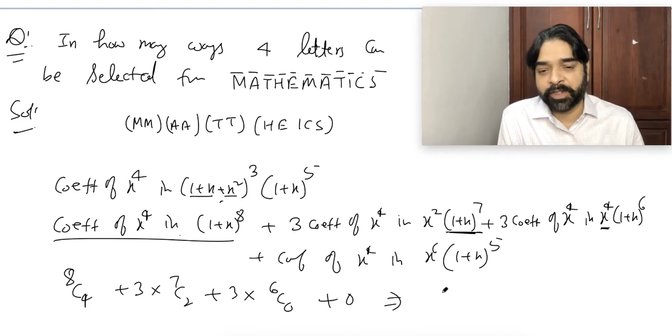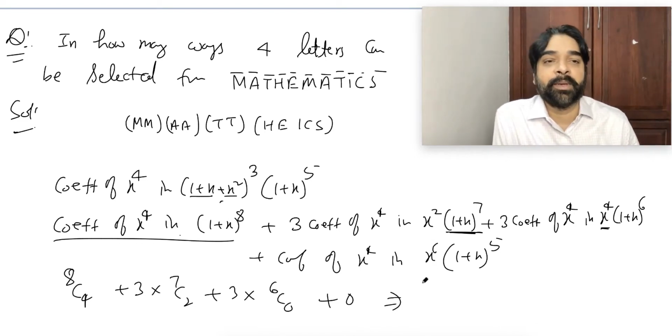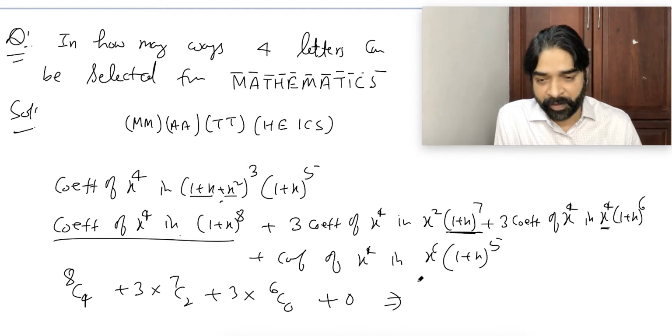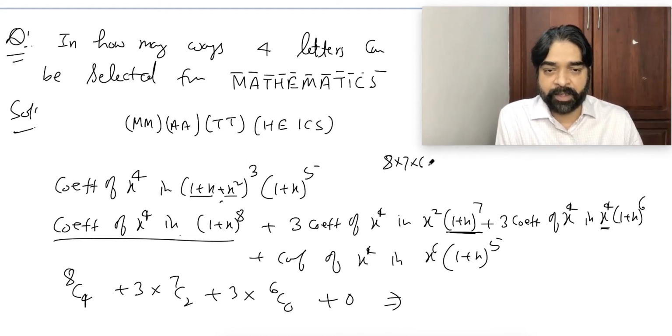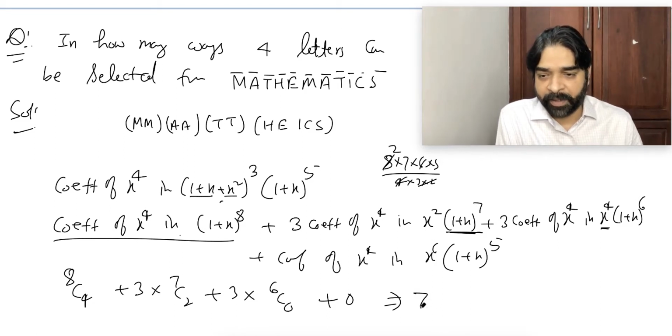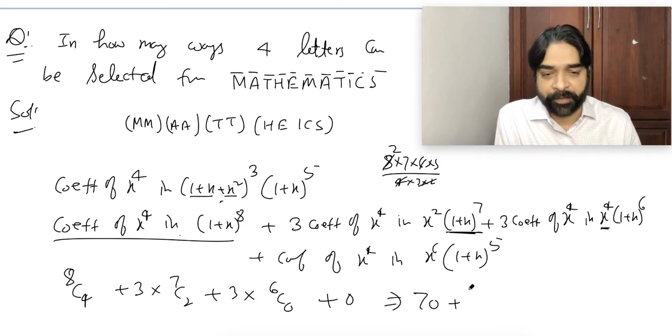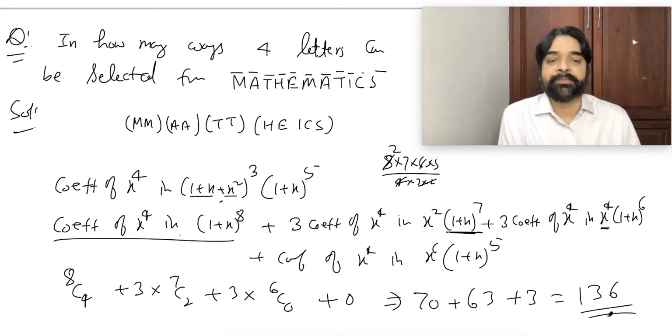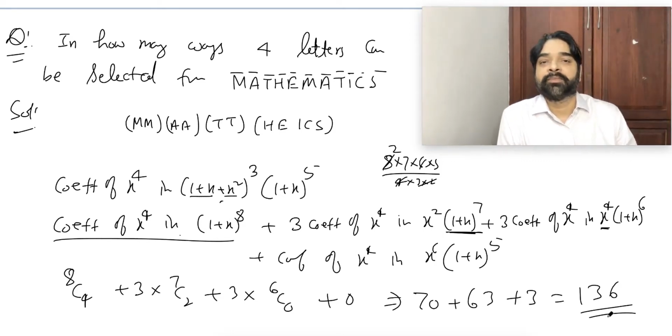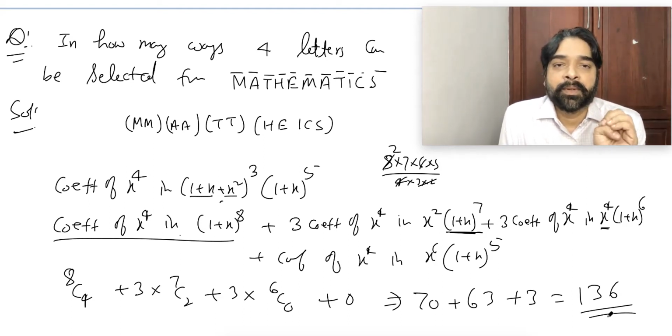So 8C4 is how much? 8 into 7 into 6 into 5 by 4 into 3 into 2. This cancels. This is 70. Plus 7C2 is 7 into 6 by 2, 21. 21 into 3, 63. 63 plus 3 into 1, that means 3. That's going to be 136. Yes. How many of you got it? Hey, nobody got it.